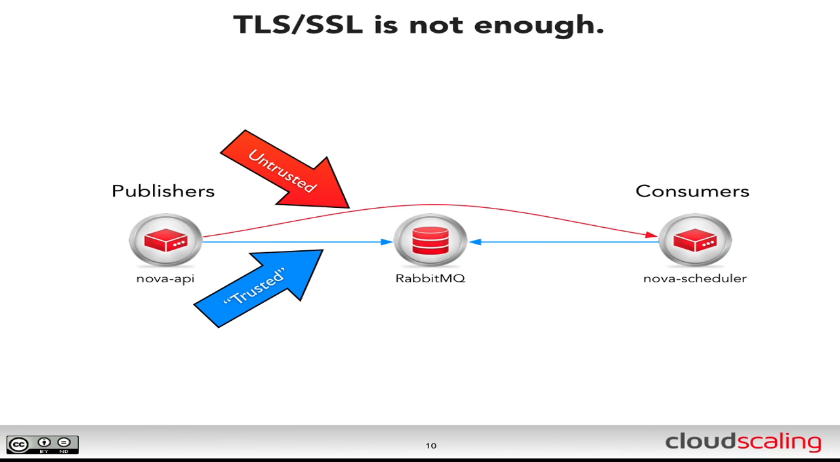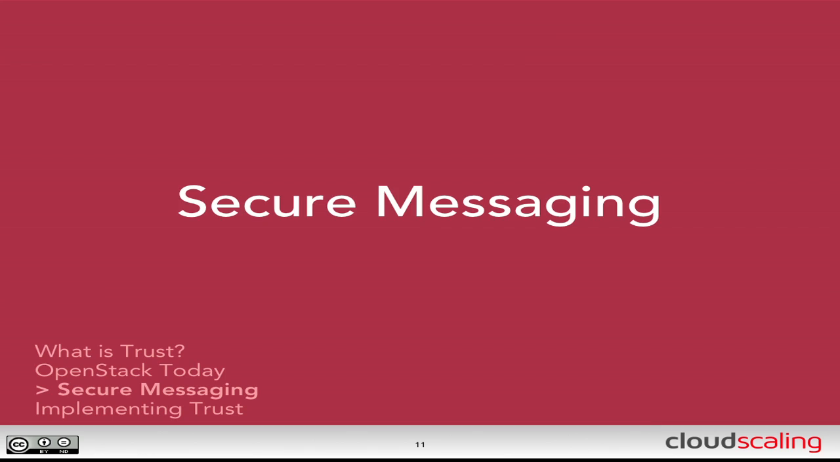RabbitMQ is based on Erlang. Somebody could even modify the code without shutting down a service. They can just modify it in real time or in process. So we need to have secure messaging from point to point.